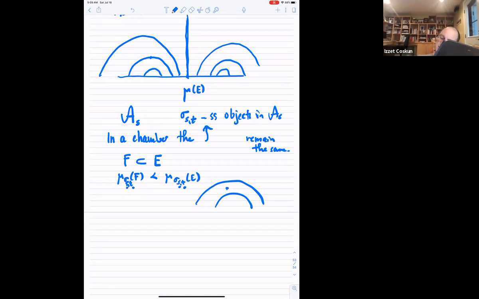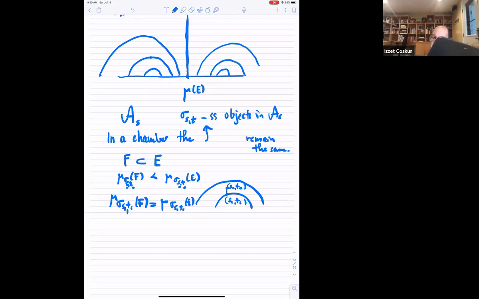But as you change the stability condition, you vary this function. What can happen is that at some point, say at S_1, T_1, mu_sigma_{S_1,T_1} of F becomes equal to mu_sigma_{S_1,T_1} of E. And when that happens, that object is no longer stable, but it becomes semi-stable. Typically, when you cross, the inequality actually reverses and you become unstable.